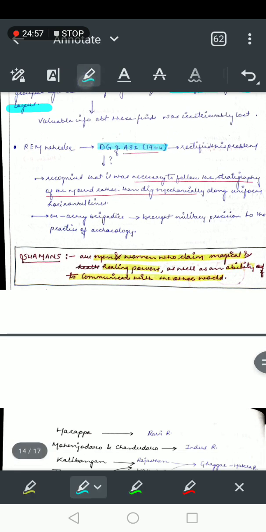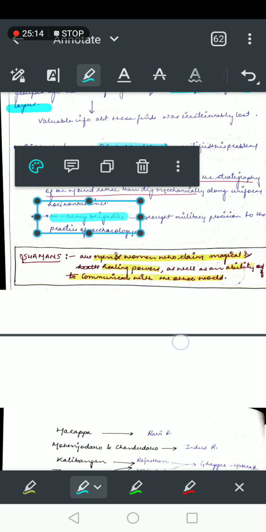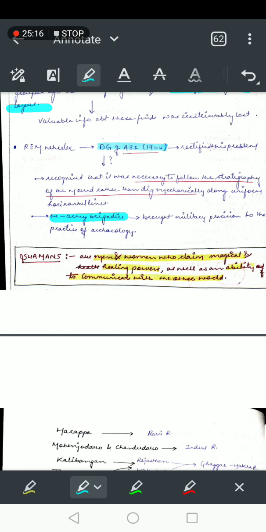Now it was R. E. M. Wheeler, the Director General of the Archaeological Survey of India in the year 1944, who rectified this problem. He recognized that it is very important to follow the stratigraphy of the soil or the mound rather than digging mechanically. He was an ex-army brigadier, so he brought military precision to the practice of archaeology. So he rectified this problem.